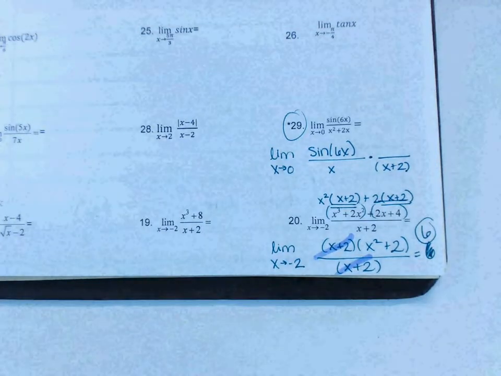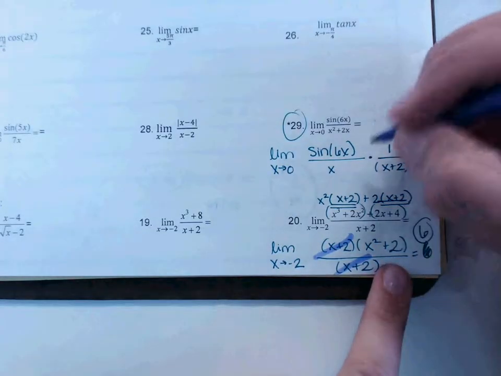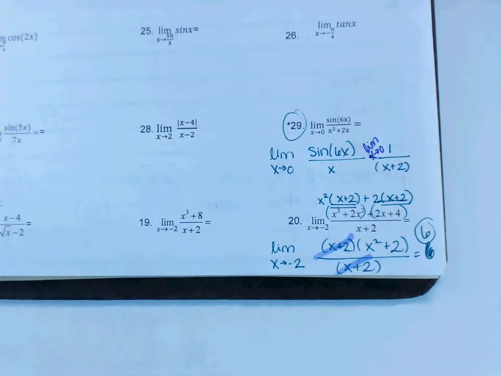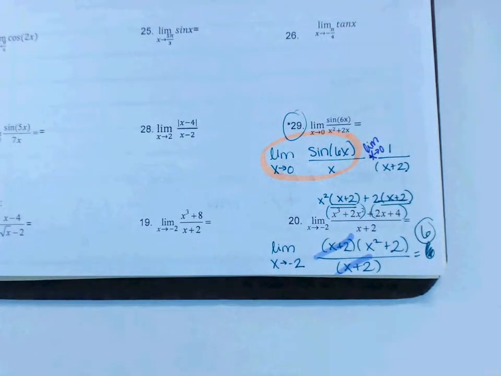Now, the reason I'm writing these in separate fractions is because sine 6x over x is special. X plus 2 is a leftover. What could I put on top as a placeholder? 1. Now, this is why. Remember the rule: if you have a limit of a product, you can apply the limit to each chunk and then multiply them together. So my first limit is special. What is the limit we just did of sine 6x over x? 6 over 1, which is just 6, right?